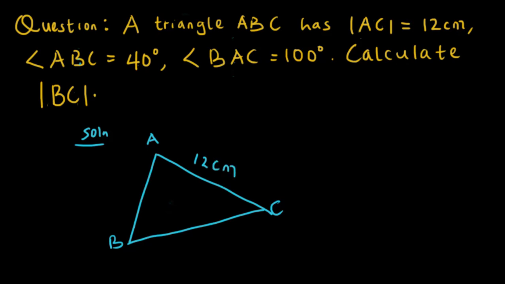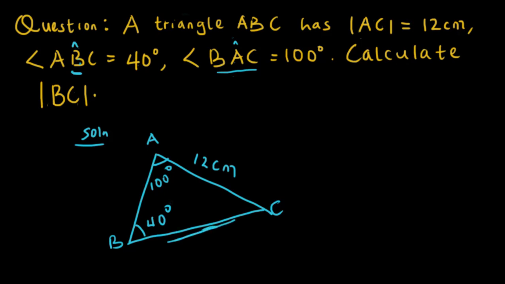Now, angle ABC is 40 degrees. Whenever an angle is represented this way, the angle being referred to is the angle in the middle. So it means angle B is 40 degrees. In this case, angle BAC means angle A is 100 degrees. Does this make sense? We are told to calculate side BC, so we have to calculate this part.